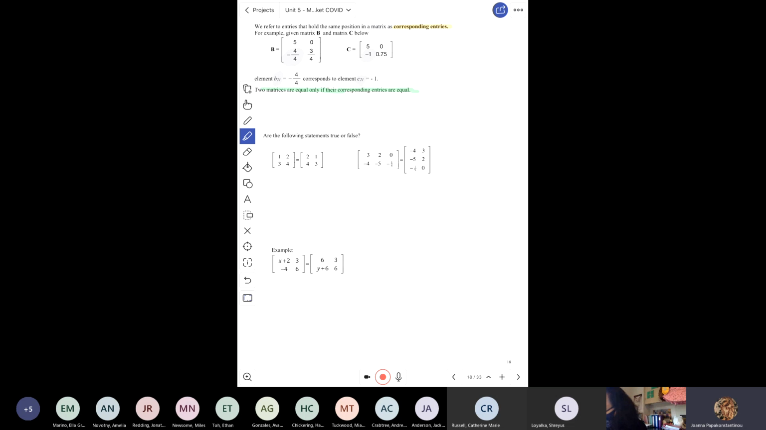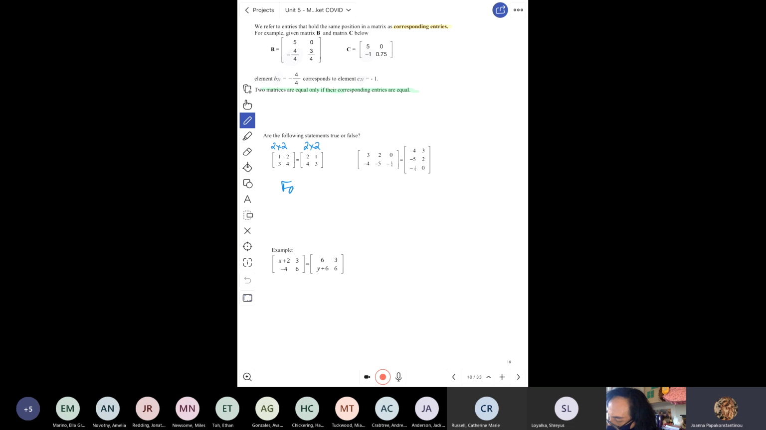Now, if I look at the next example and I say, determine if these are true or false statements, well, the first thing you want to do is label the order of this first matrix. What is the order of this first matrix? 2 by 2. And the one on the right-hand side of the equation? 2 by 2. So if they're not the same order, they can't be equal, because then they don't even have corresponding entries that exist. So are these two equal?